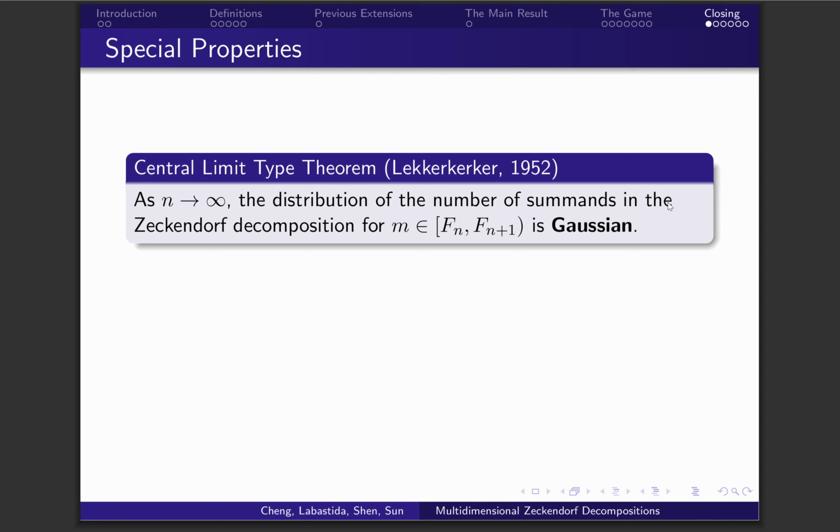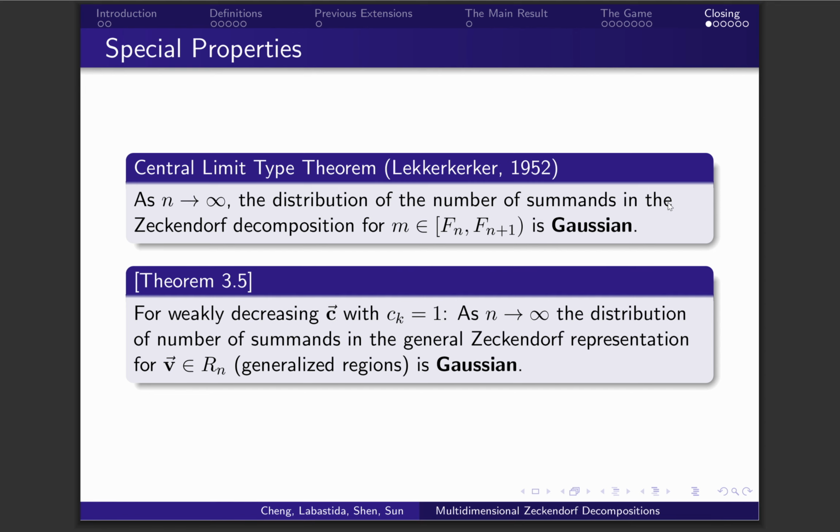First, let me show you the central limit type theorem, which was proved in 1952. As n goes to infinity, the distribution of the number of summands in the Zeckendorf decomposition for m in the interval F_n to F_{n+1} is Gaussian. And we proved Theorem 3.5: for weakly decreasing vector c with c_k equals 1, as n goes to infinity, the distribution of the number of summands in the general Zeckendorf representation for vector v in R^n is Gaussian.